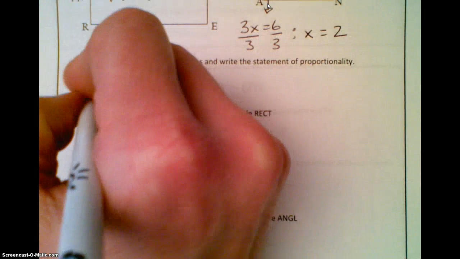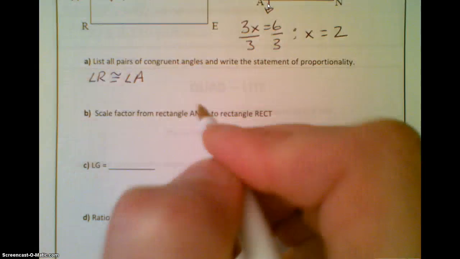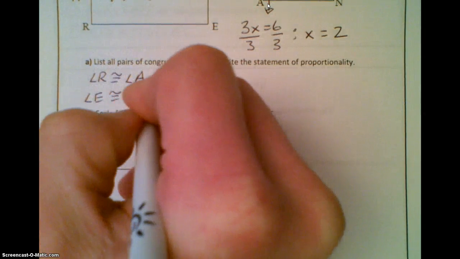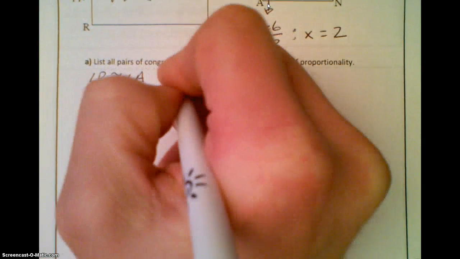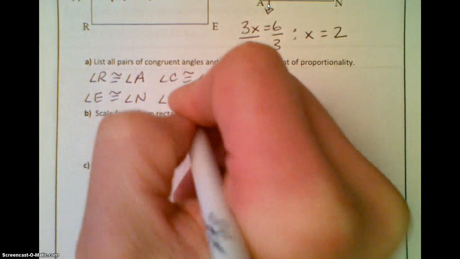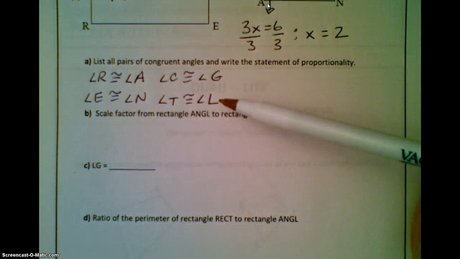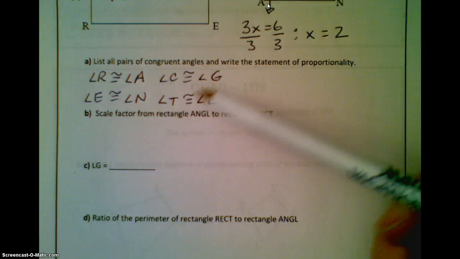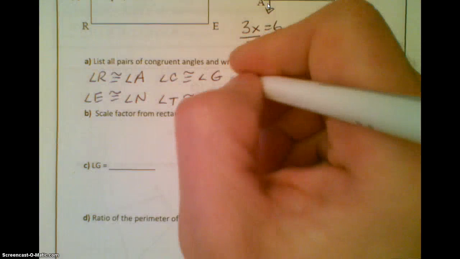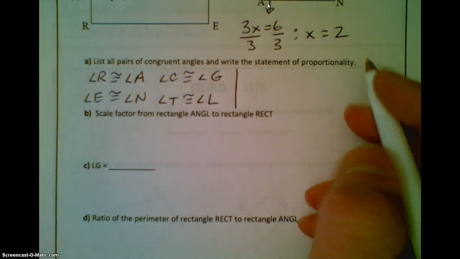So I've got angle R is congruent to angle A. I've got angle E is congruent to angle N. Angle C is congruent to angle G. And angle T is congruent to angle L. Just a little recap, when figures are similar, their angles are congruent and their sides are proportional. So we'll go ahead and write the statement of proportionality now.